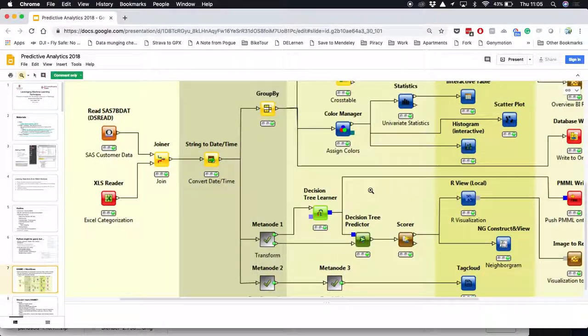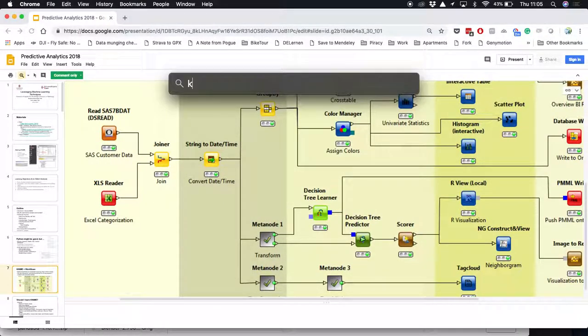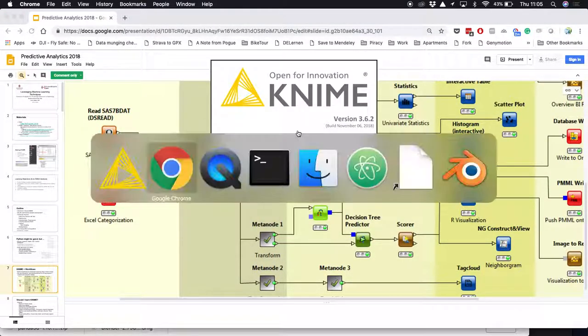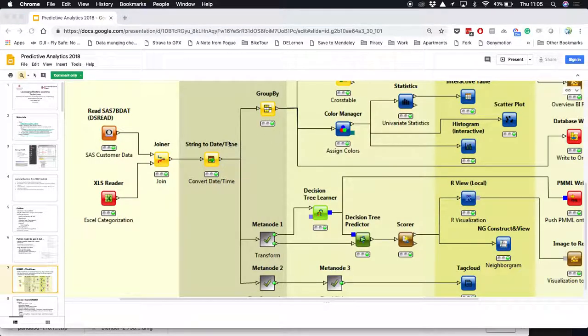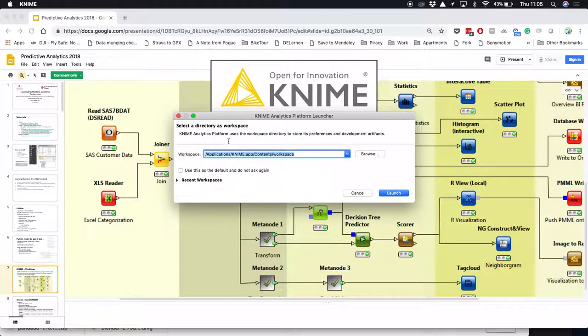And one of the things that makes it particularly useful is that you have integrations to all the tools you normally use. So you can have KNIME call a MATLAB script or run Python code or run bash or shell scripts, run R visualizations. And so you have all of those things available quite easily.